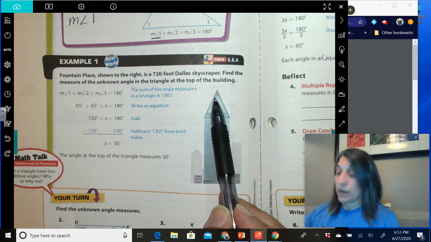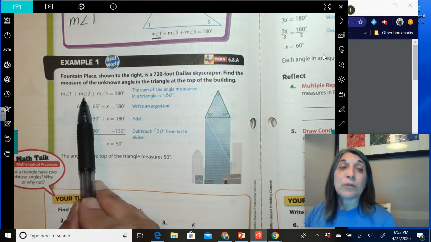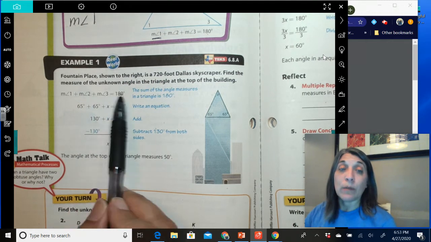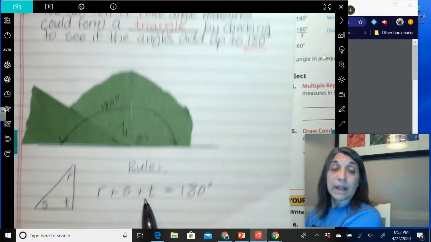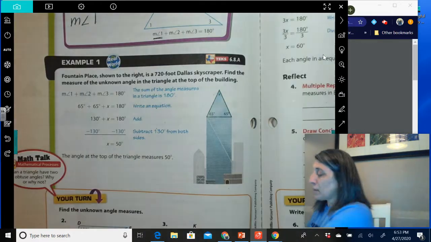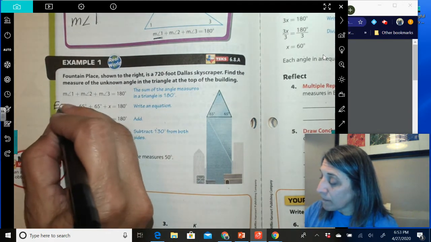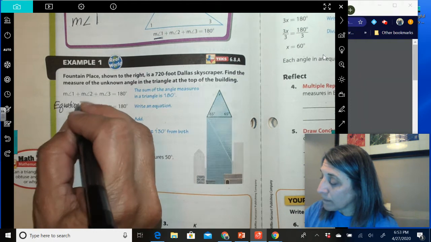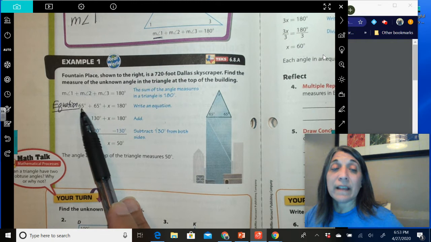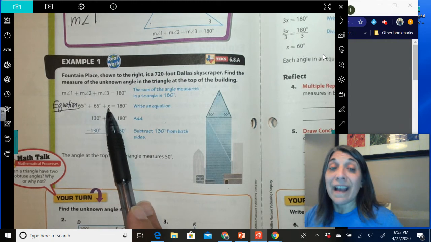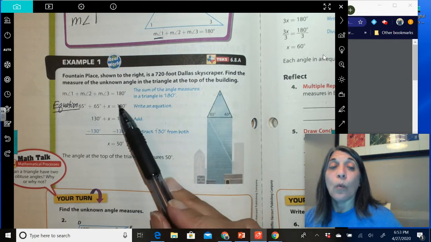What's the unknown? And so they wrote in the equation, if I know this rule, the measure of one angle plus the measure of the second angle plus the measure of the third angle equals 180, which is this rule that we wrote right here. We just didn't write it in the measures. Then I can go ahead and write an equation. So here is my equation right there. They wrote an equation that says what I know is 65 plus 65 plus x is going to equal 180.